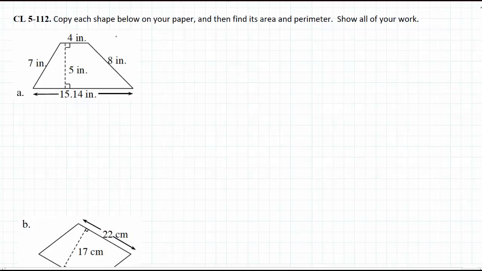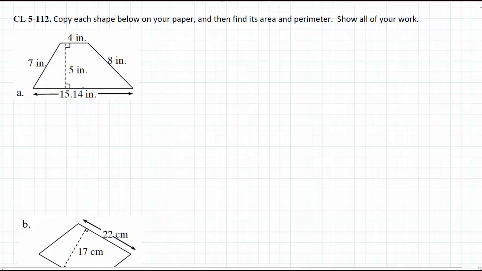Okay, CL 5-112, we have to copy each shape onto our own paper, find its area and perimeter as well. Okay, so I have this copied down. You guys need to write in your notebook. Let's go ahead and do area for each one and then perimeter for each one.